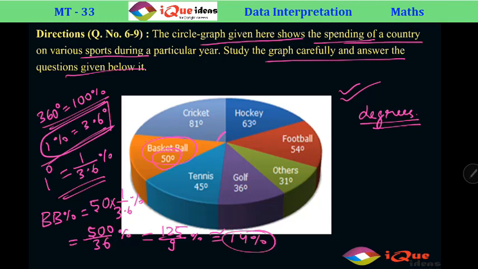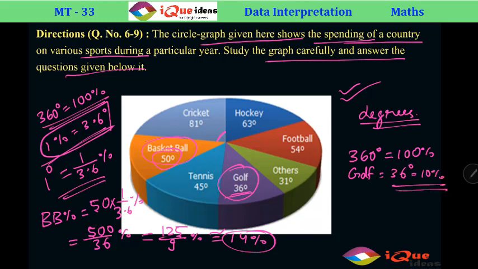For that matter, you can do any other. Let's say golf. Now golf is directly, it's very easy to understand. We have 360 degrees equal to 100%. Now golf is equal to, in this case, 36 degrees. So 36 degrees straight away 10%. Right? So if necessary, you can do all these calculations. Okay. Now that we have understood the data, let's take up some questions now.